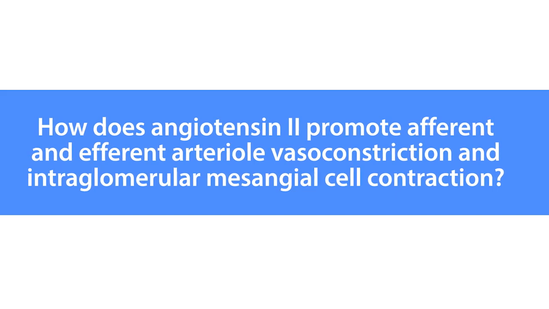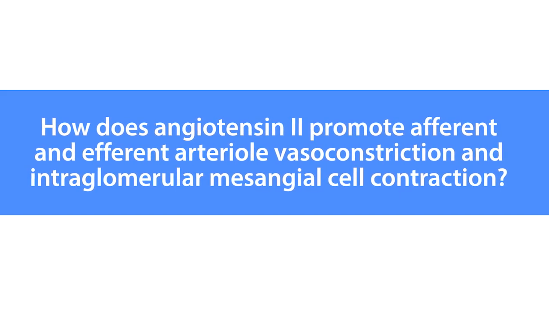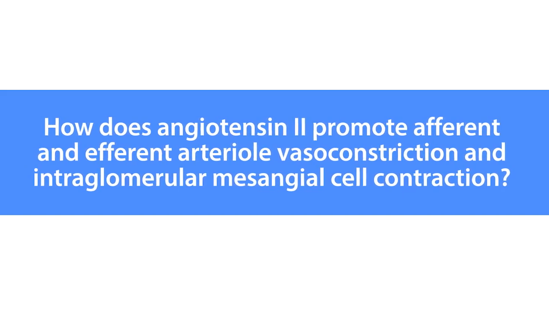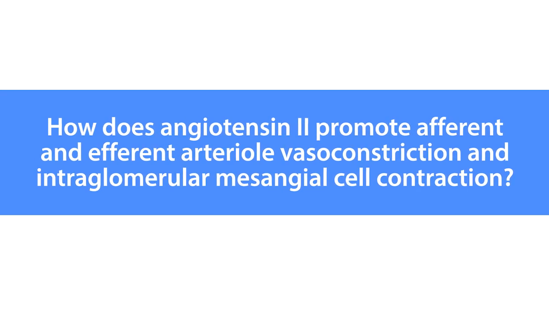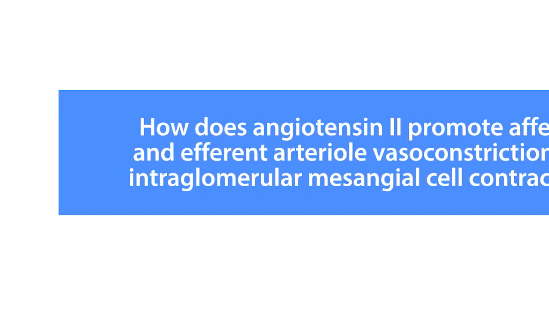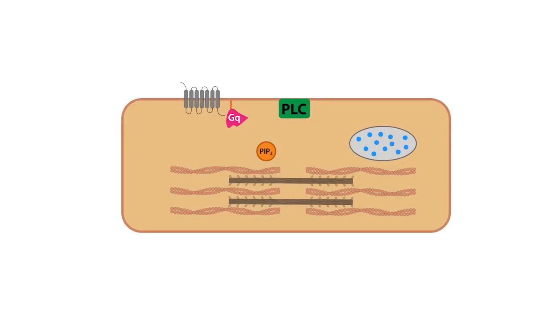How does angiotensin II promote afferent and efferent arterial vasoconstriction as well as intraglomerular mesangial cell contraction? Let's use this illustration of a cell to explain. Vasoconstriction or contraction starts when angiotensin II, or AT2, binds the angiotensin type 1, or AT1, receptor. The AT1 receptor belongs to the family of G protein coupled receptors, which work by activating different small G proteins.